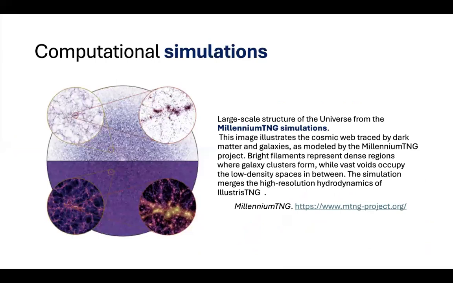And we have also proved the connection now by using these kinds of simulations, for example, the Millennium TNG simulations. So this image illustrates the cosmic web traced by dark matter and galaxies, as modeled by this Millennium TNG project. Red filaments represent dense regions where galaxy clusters form, while vast voids cover the low-density space in between. The simulation measures the high-resolution hydrodynamics of IllustrisTNG.